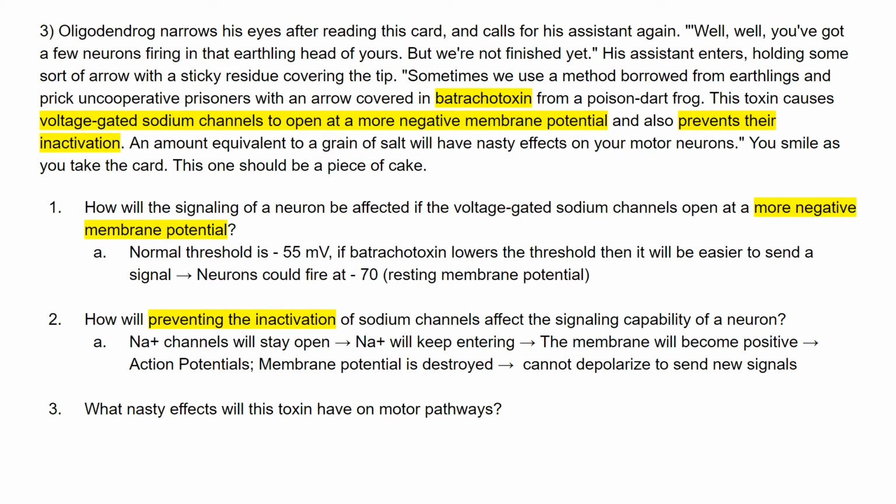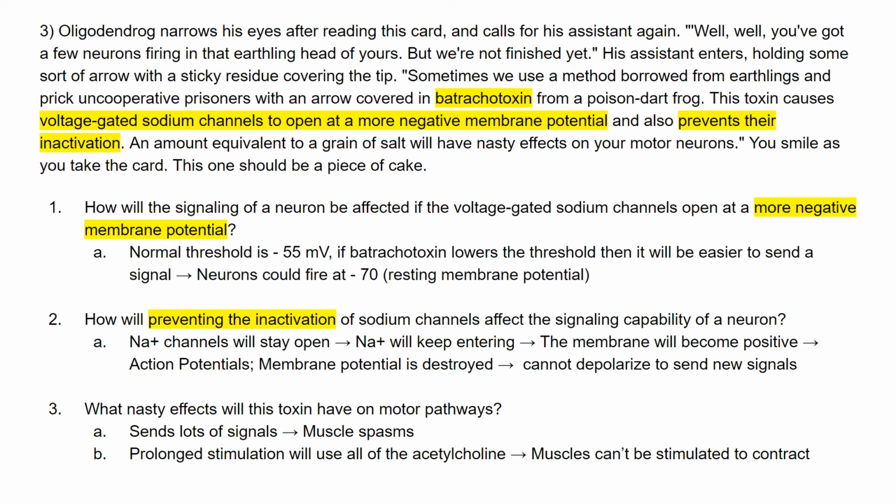And how do we think that this is going to affect our motor pathways? If you're sending lots of signals, that's what can cause like a muscle spasm, like too many kind of random contractions. But prolonged stimulation, like sending lots of action potentials, is going to use up all the acetylcholine. So that means eventually the next time the brain tries to send a signal saying like, hey, muscle contract, it's not going to have any acetylcholine to be able to contract. So basically your muscles will not be able to contract anymore.